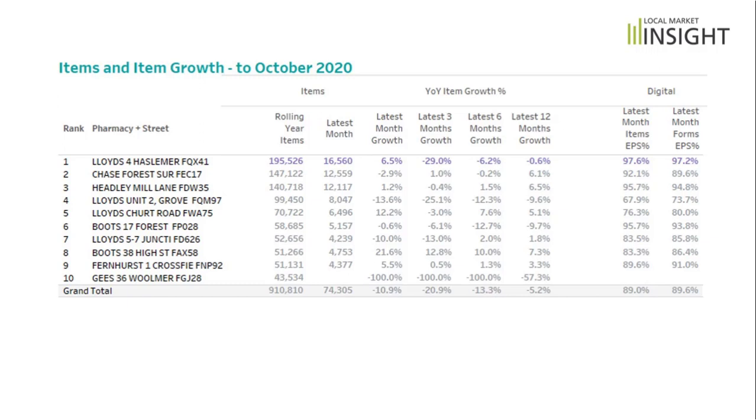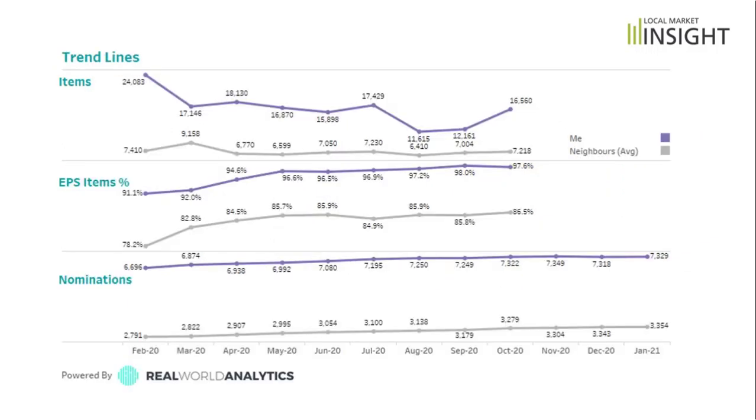First, identify how your pharmacy ranks in relation to your local competition. The pharmacies are ranked descending by the volume of paid rolling year items. Compare the growth of your pharmacy for each of the timeframes against the average indicated in the grand total row to see if you are performing above or below the average. Then review the other pharmacies to see how your highest ranking competition is doing.